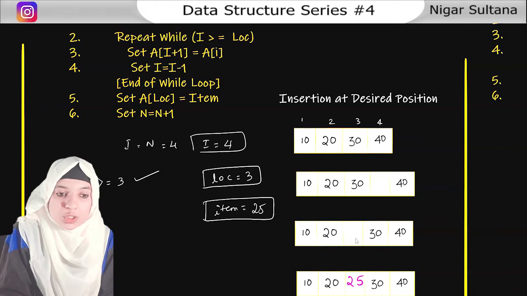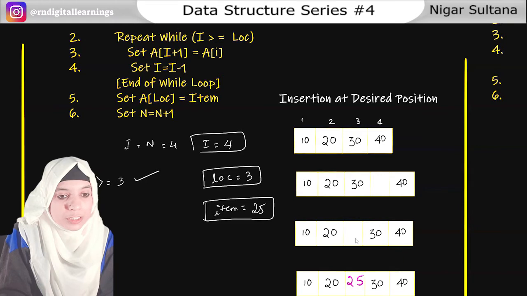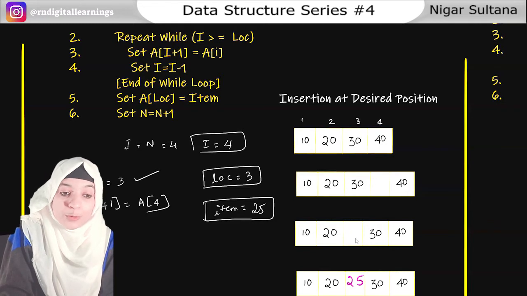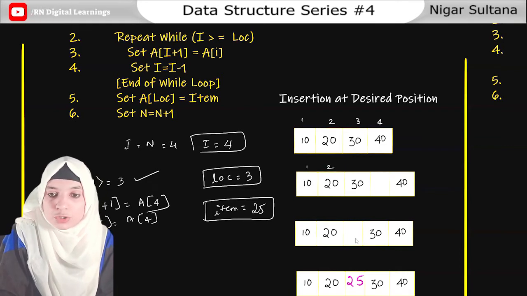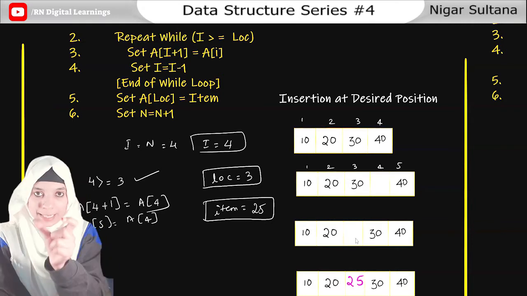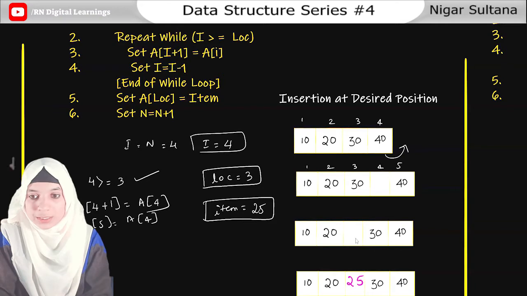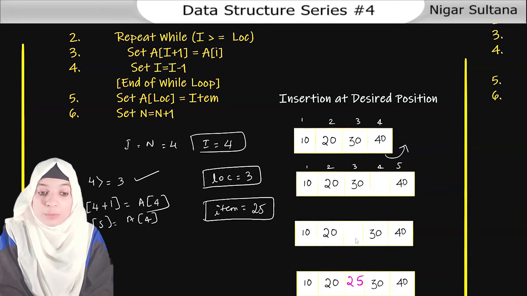When the while condition is true, I need to enter into this loop, that is set A of I plus 1. What is I here? I is 4. What is 4 plus 1? 5. A of 5 will be equal to A of 4. So what does it mean? Now see, this is my 1, 2, 3, 4 and 5. I will be placing the element which is at the 4th in the next location, that is my 40 will be given in the 5th. See, A of 5 will be holding A of 4.